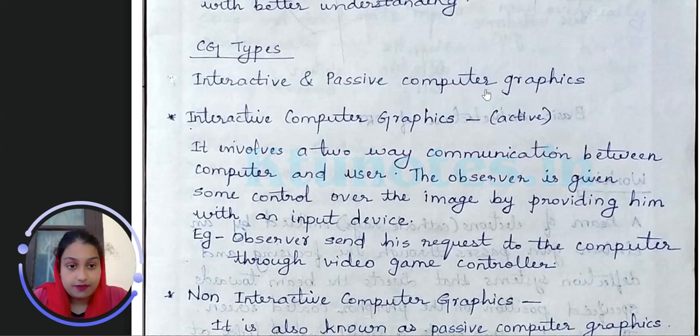Now, coming to the detailed description. Interactive and passive computer graphics. Interactive computer graphics is also called as active. It involves a two-way communication between computer and user. The observer is given some control over the image by providing him with an input device. Example, observer sends his request to the computer through video game controller.